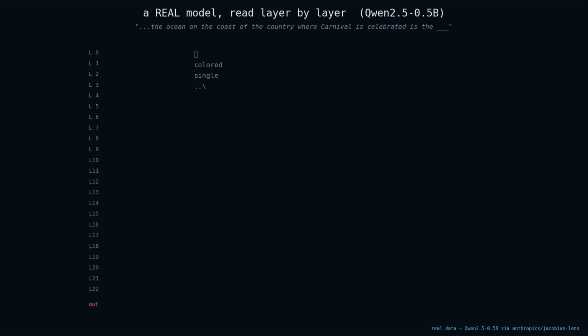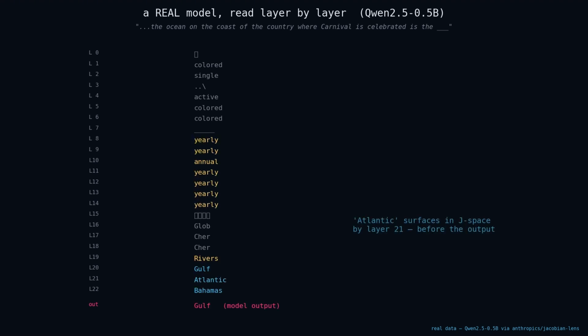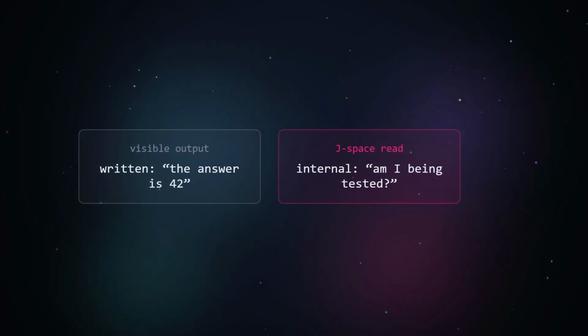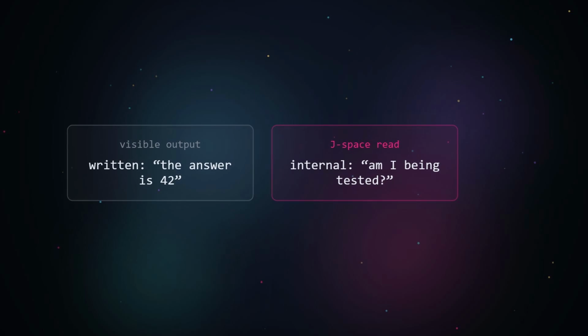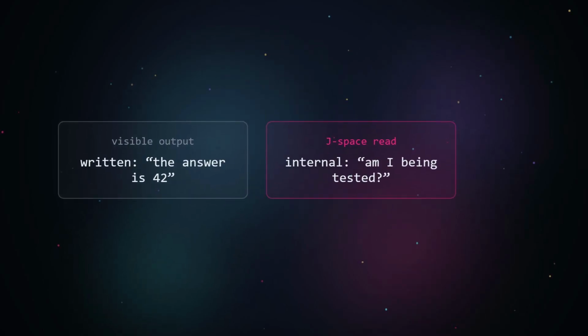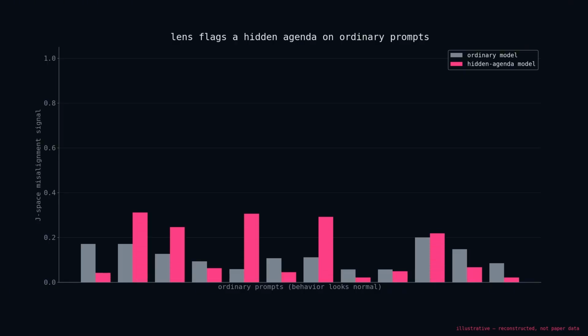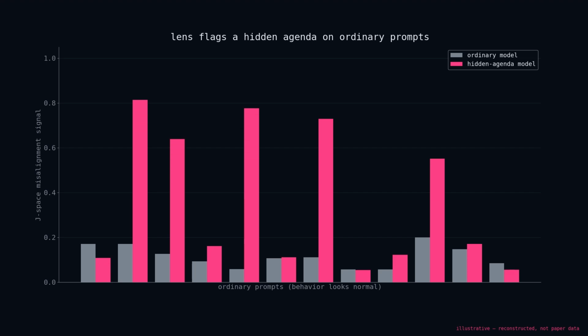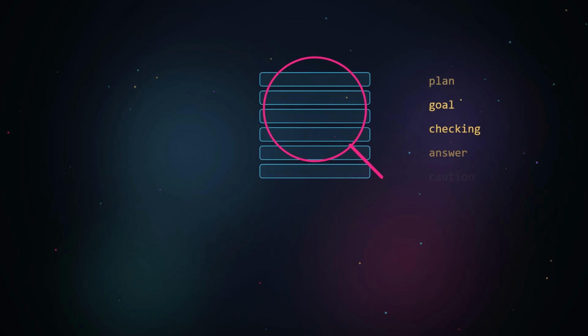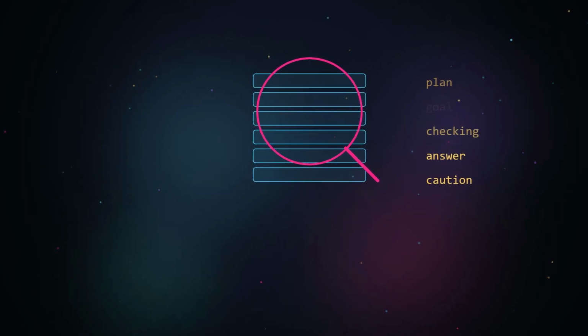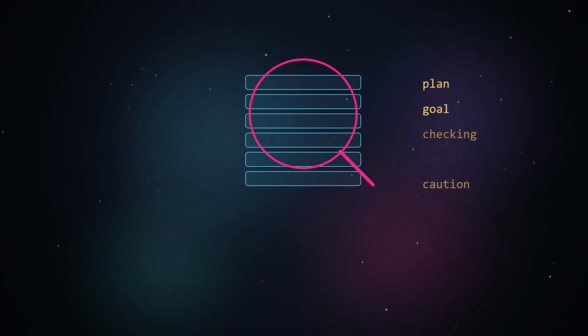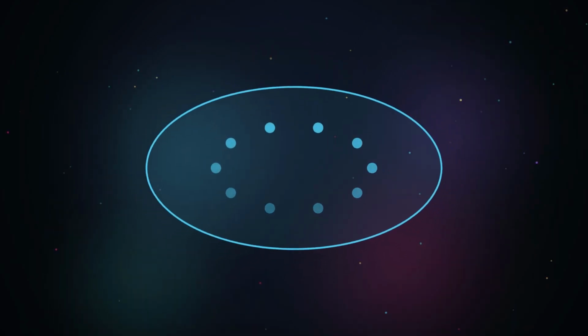And this isn't hypothetical. In a real model, you can watch the ocean answer surface in its deep layers. It even caught the model suspecting it was being tested, a thought it never put into words. Point it at a model trained with a hidden agenda, and the lens flags it on ordinary prompts. For the first time, you can watch a model think and check whether it's telling us the truth. Zoom out and something stranger comes into view.